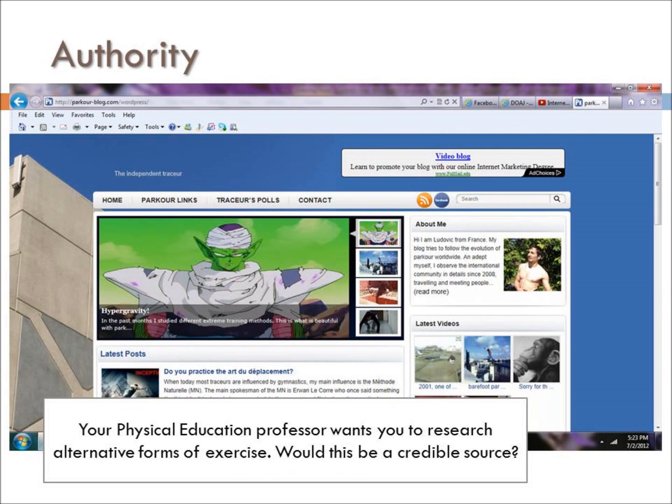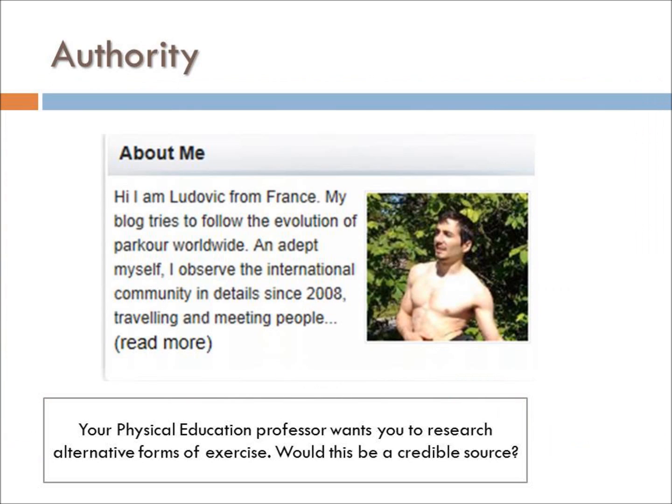Next, let's look at the authority of the website, or who the author is, or who's promoting this site. For this example, it says, your physical education professor wants you to research alternative forms of exercise. Would this be a credible source? Well, this website is about parkour, which is an alternative form of exercise, but who's writing about parkour, and are they an expert in their field?